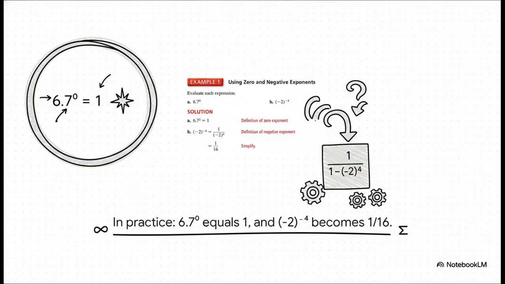Okay, let's see this in action. For part A, we have 6.7 to the power of 0. Well, what's our rule? It's just 1. Easy. Now for B, we have negative 2 to the power of negative 4. That negative exponent tells us to flip it, right? So it becomes 1 over negative 2 to the power of positive 4. And negative 2 times itself 4 times, that gives us 16. So the final answer is 1 over 16. See? Once you know the rule, it's not so bad.